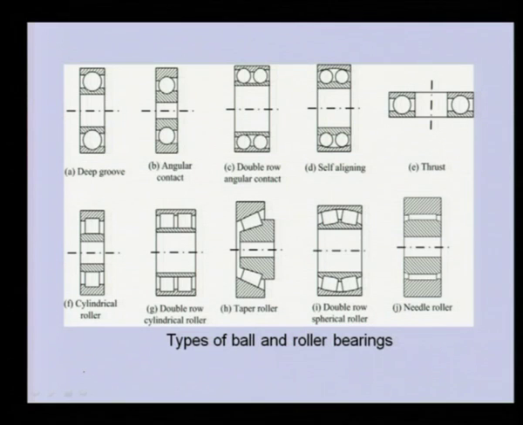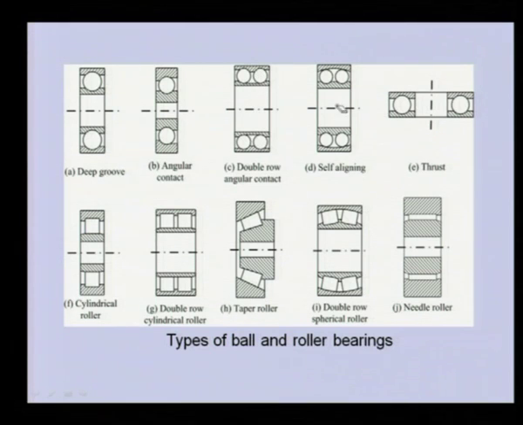Now let us see various kinds of ball and roller bearing types. This is a deep groove ball bearing. This is an angular contact ball bearing. In this particular case, the angle of contact of the ball bearing is large. We will see what the contact angle is in a subsequent slide. A double row angular contact ball bearing. So two rows are there.